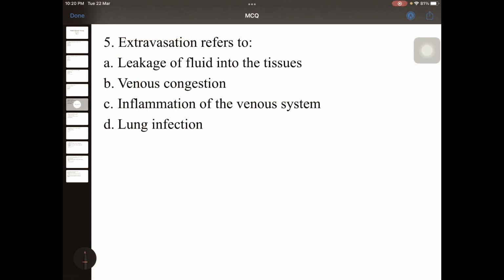Question number 5. Extravasation refers to option A, leakage of fluids into tissues, option B, venous congestion, option C, inflammation of the venous system, option D, lungs infection. The correct option here is option A. Sometimes when we put in a cannula and it's not in position, when we give the injection, that leads to accidental leakage of the medication outside the veins into the surrounding tissue. That condition is called extravasation.